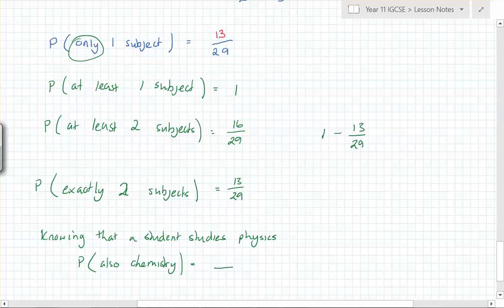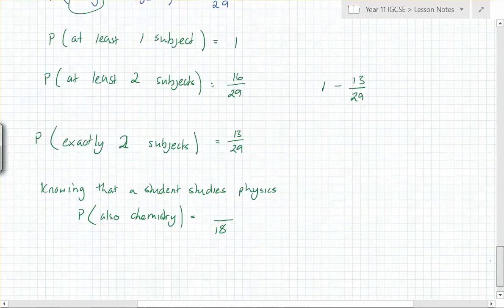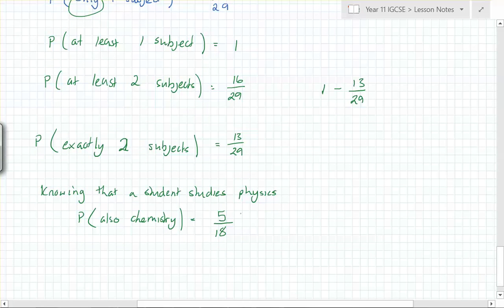So why is it over 18? Because 18 students who takes physics. So by saying knowing that they study physics, it's now out of 18. And the ones that also study chemistry is this 3 and 2. So yes, you're right. It's 5 out of the 18. Okay. Everyone happy with that?